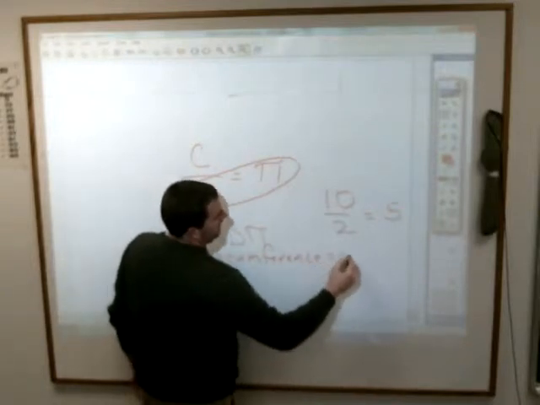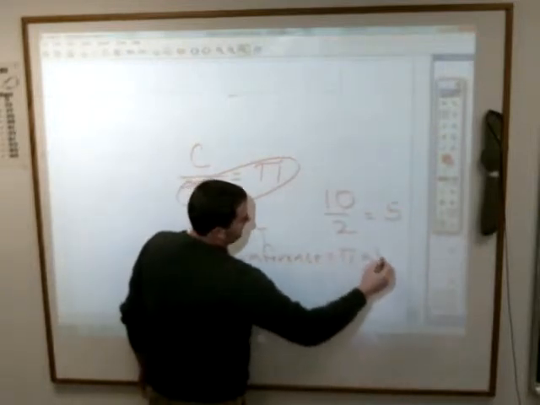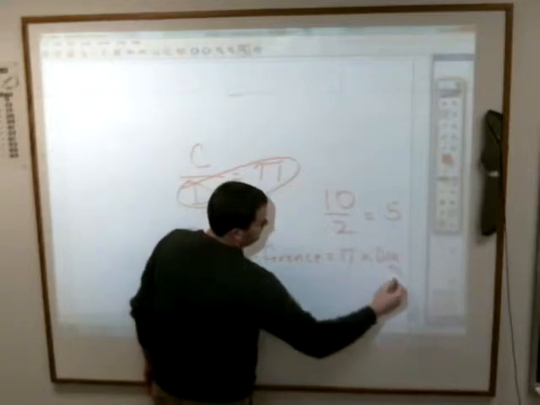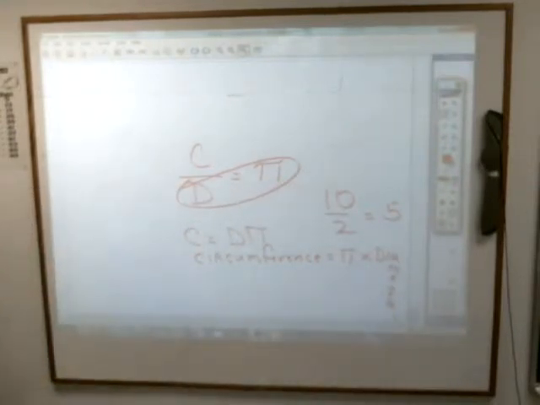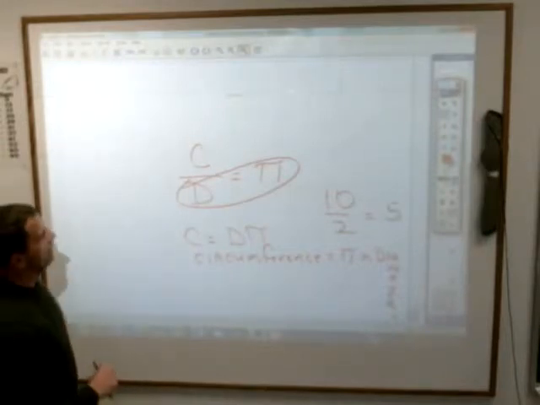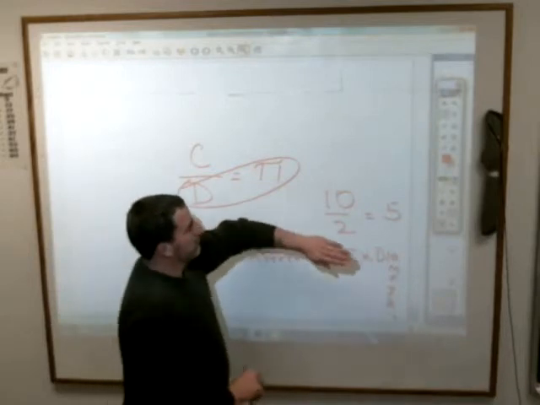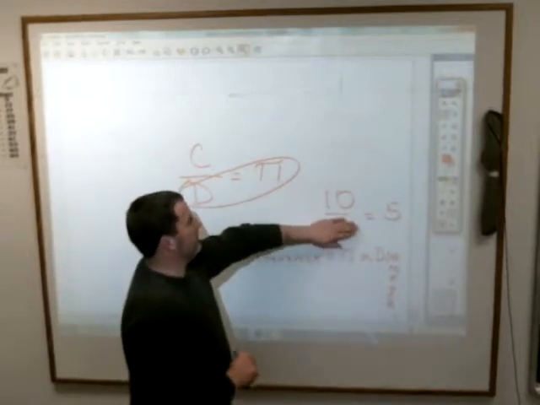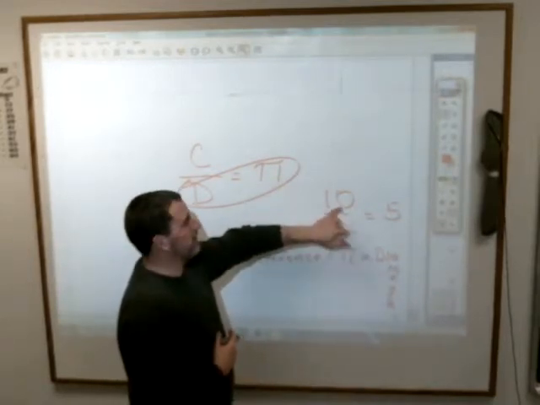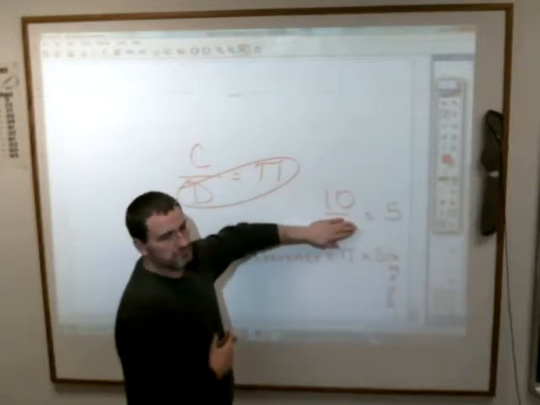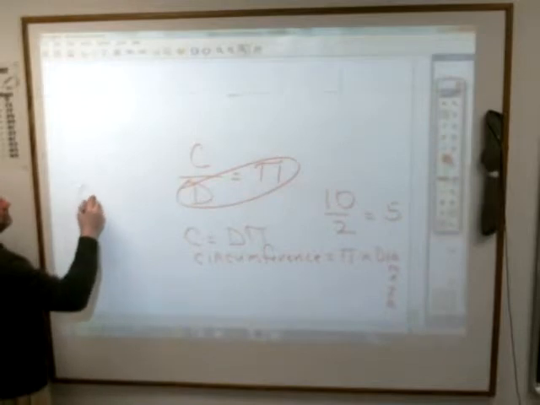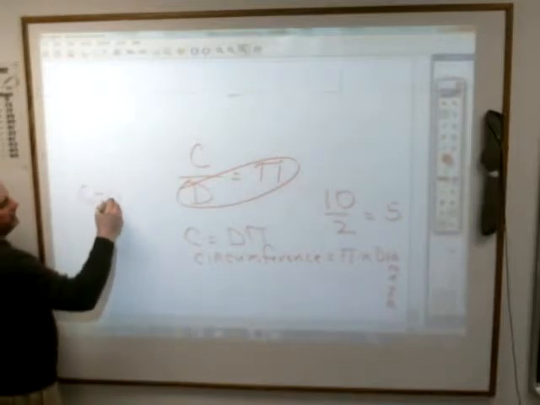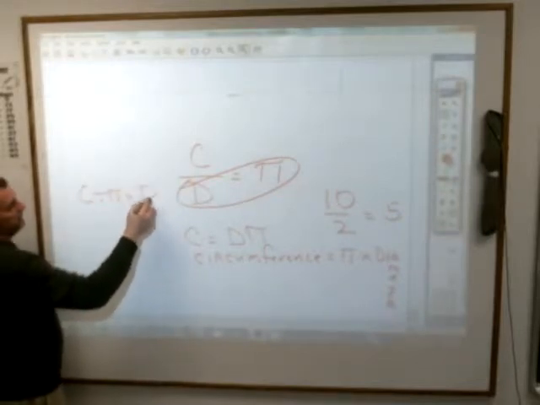Circumference equals pi times diameter. Okay. Or, let's see, what if I didn't know what the diameter was? What if I didn't know 2? What do I do with 10 and 5 to get 2? Michael? Divide. So I know if I take the circumference and divide it by pi, I get the diameter.